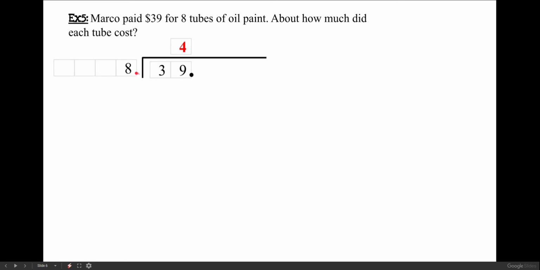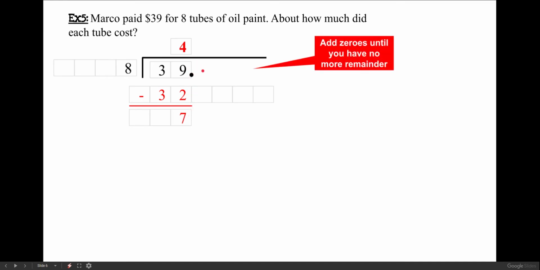So how many times could 8 go into 39? Well, it goes in almost 4 times. 8 times 4 is 32. And 39 minus 32 is 7. So what you have to do at this point is, we have a remainder, and we don't want that. So we're going to put a 0 here, and we're going to bring that down. And that's actually where our decimal is going to be kind of nifty, because it indicates that we have some sense. So 8 times what equals 70? Well, 8 times 8 is 64. So we subtract 64. 70 minus 64 is 6.